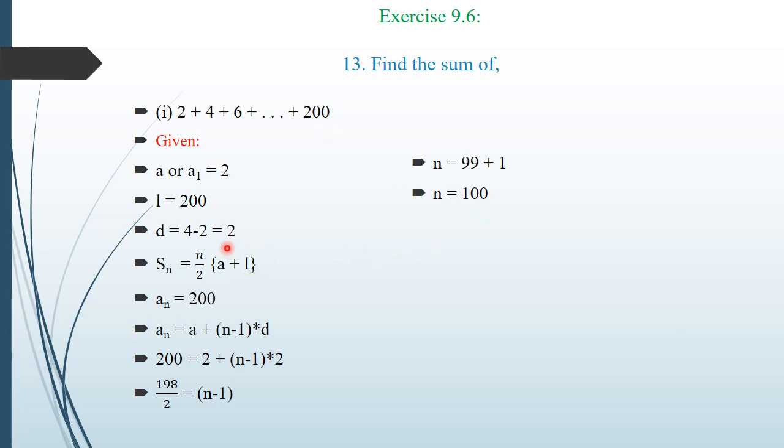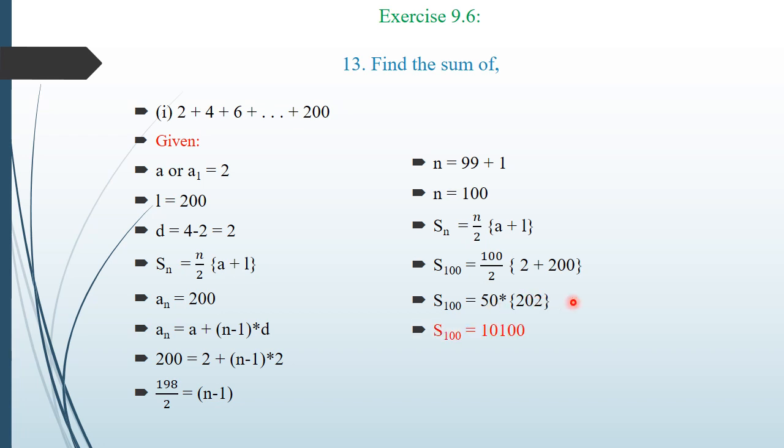Now I know all the information to substitute in this equation, so I'll put all the values. Therefore, Sn equal to n by 2 into a plus l, where n is going to be 100, and a, that is first term, we know that is 2, and the last term is 200, that is given to us. Simplifying this equation, we'll get 100 divided by 2 is 50, 2 plus 200 is 202. When I multiply this 50 with this 202, I get answer as 10100. Therefore, sum of 100 terms of this sequence is going to be equal to 10,100. That is nothing but sum of this sequence.